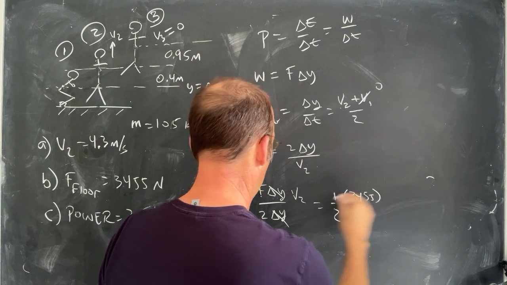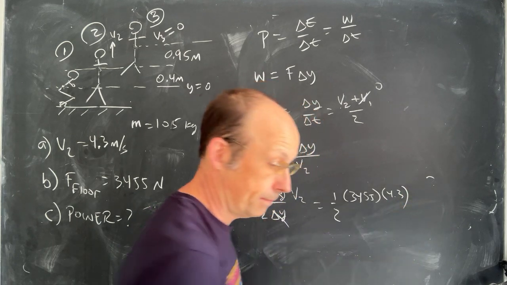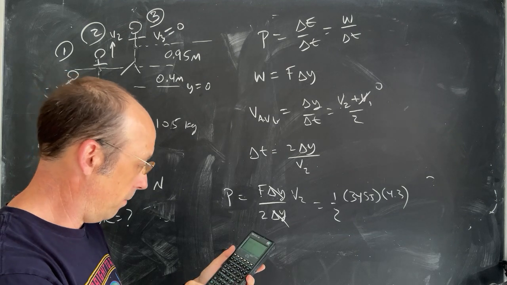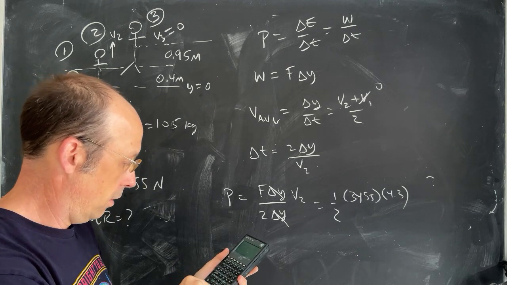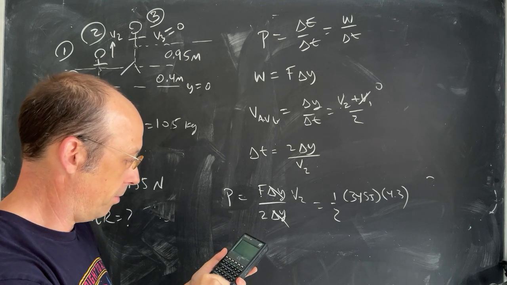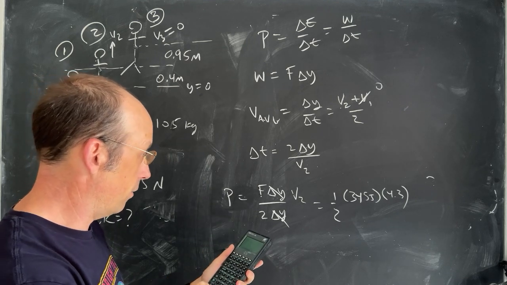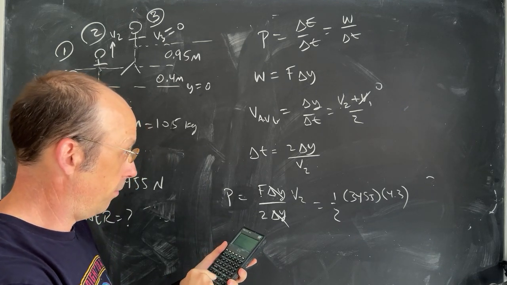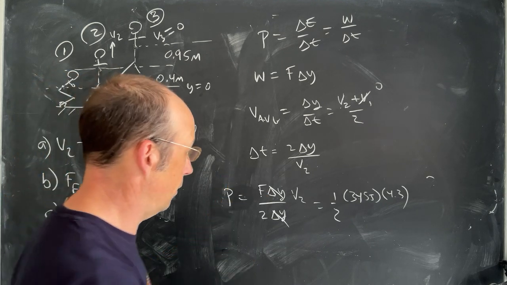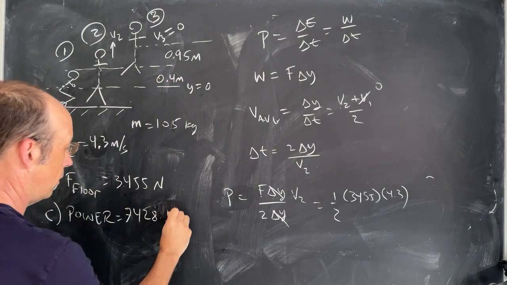3455 times the velocity of 4.3. 0.5 enter, 3455 times 4.3 times. And I get 7428. 7428 watts.